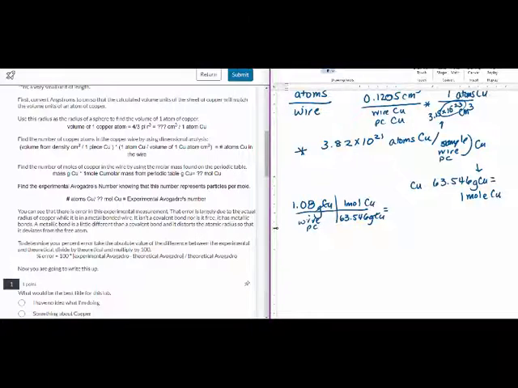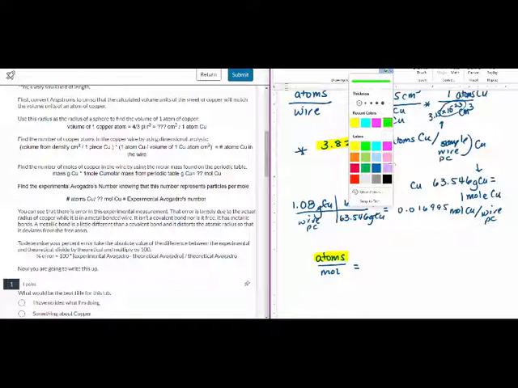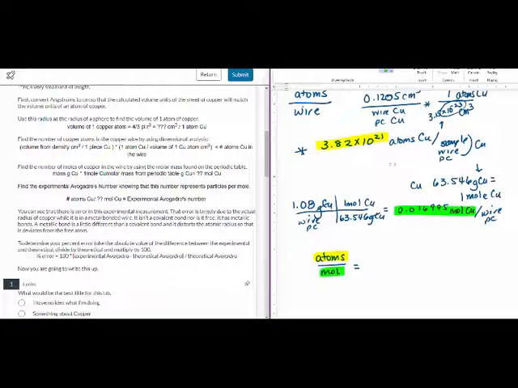When I perform this calculation, I get 0.016995, you don't round here yet, moles of copper per wire, per piece, per sample, whatever you want to call it. So now I have the number of atoms in my sample and I have the number of moles. My experimental Avogadro's number is then going to be atoms per mole, and I'm going to use these values here. So I'm going to start here, atoms, and then I will divide that value by moles here.